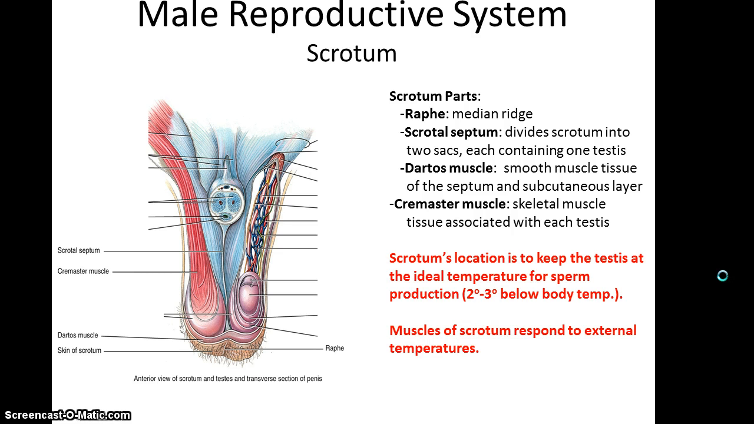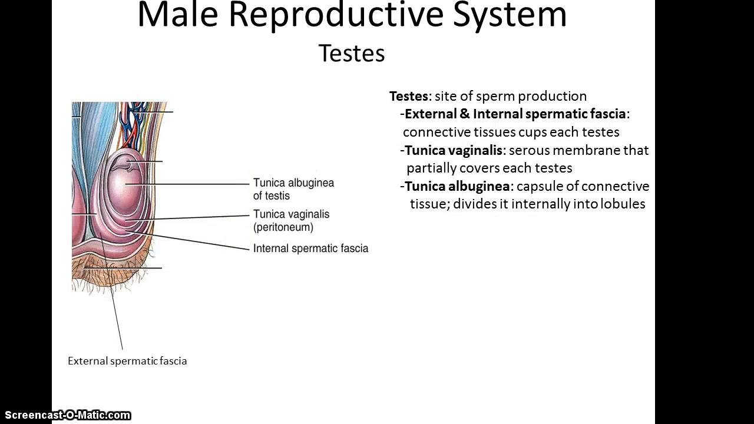The scrotum is located hanging off of the trunk to keep the testes at the ideal temperature for sperm production, which happens to be 2 to 3 degrees below body temperature. And the muscles of the scrotum are able to respond to the external temperatures to either pull the testicles closer to the body cavity for additional warmth or let them hang down to cool off.